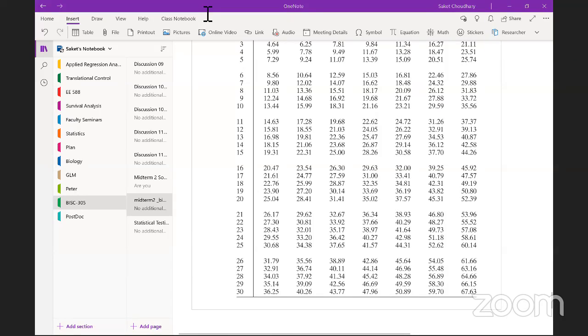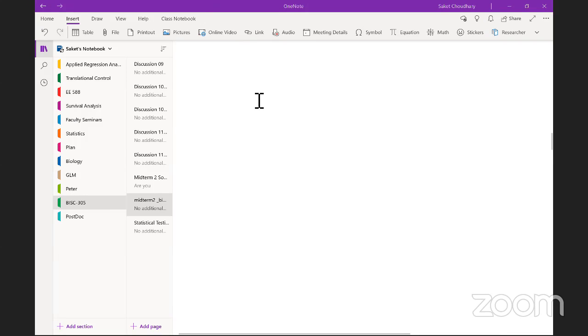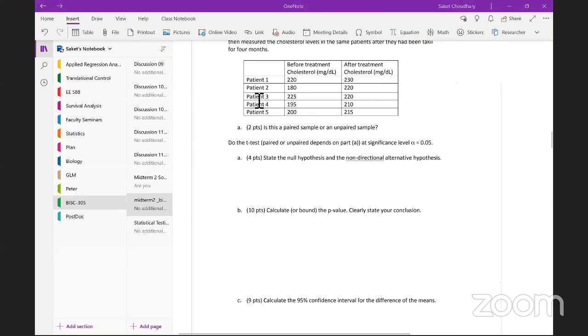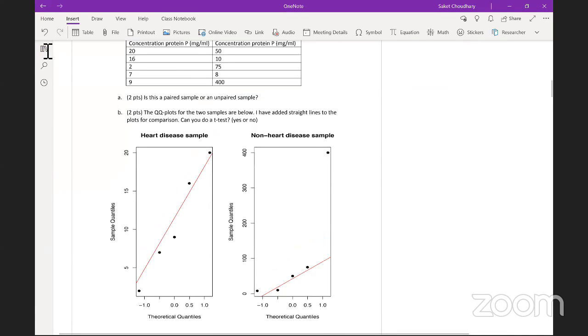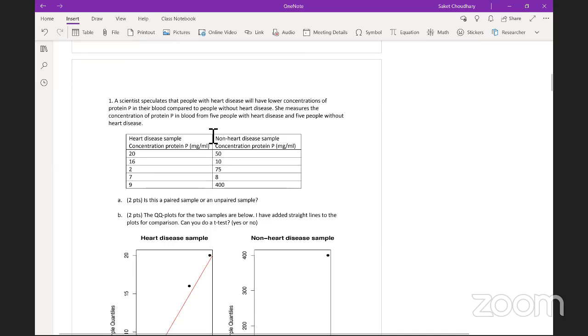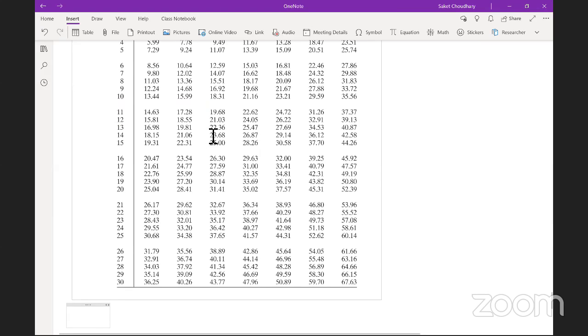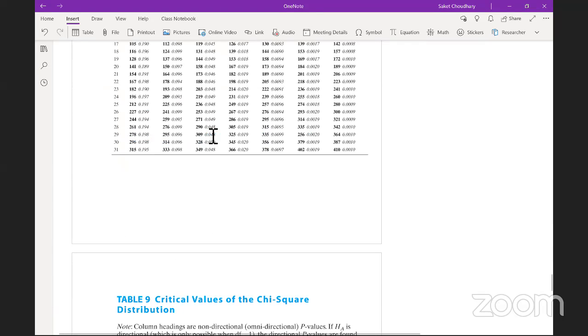In that case, I'm going to switch off my camera and share my screen, and we'll go over the solutions together. We can start with the first problem. I think most of you, actually probably all of you, got it right. It's a very simple problem.